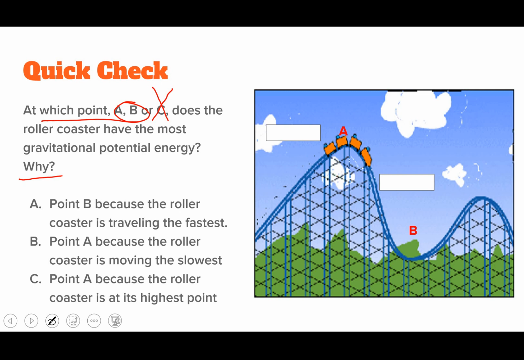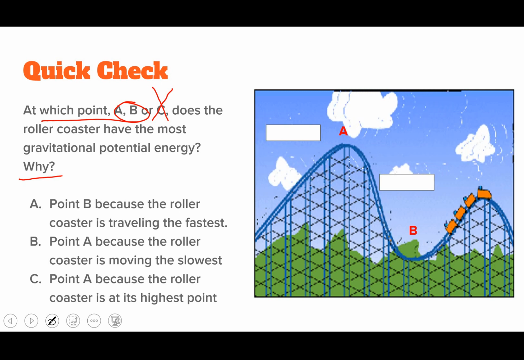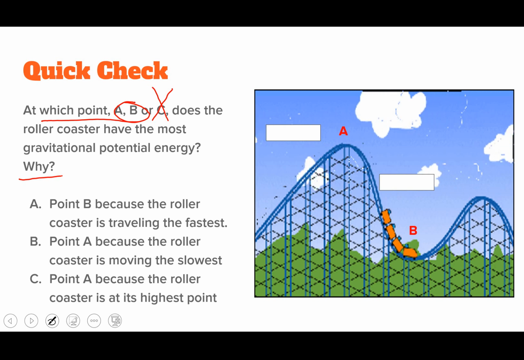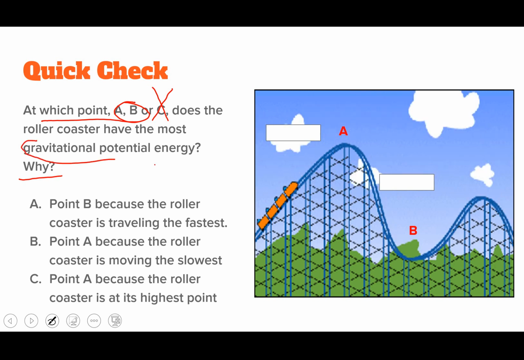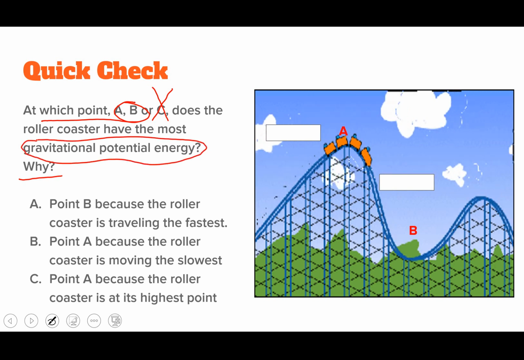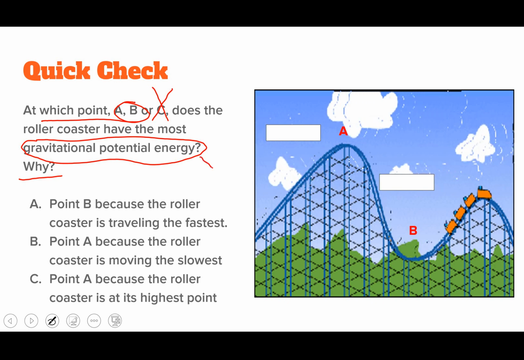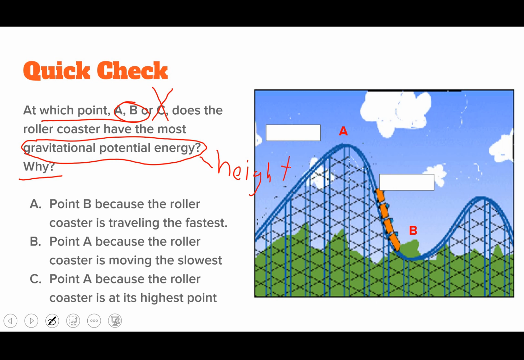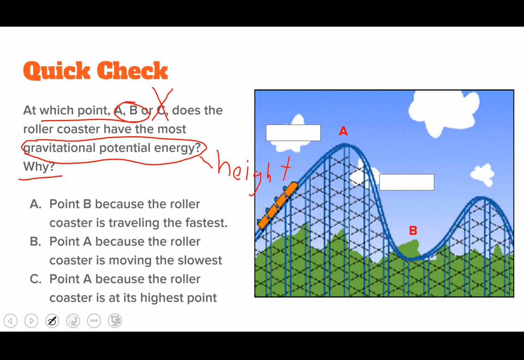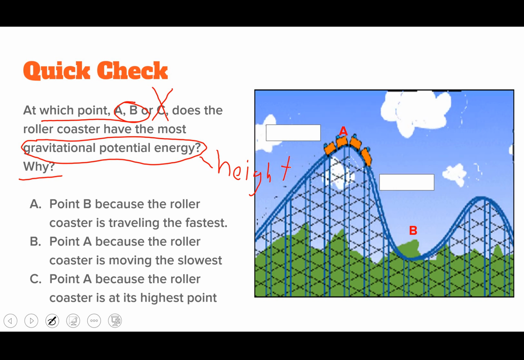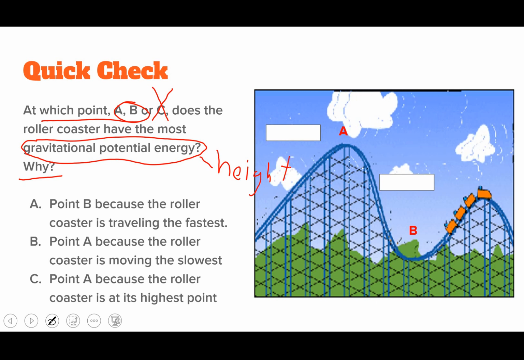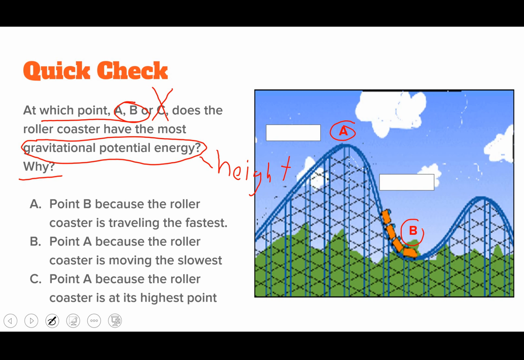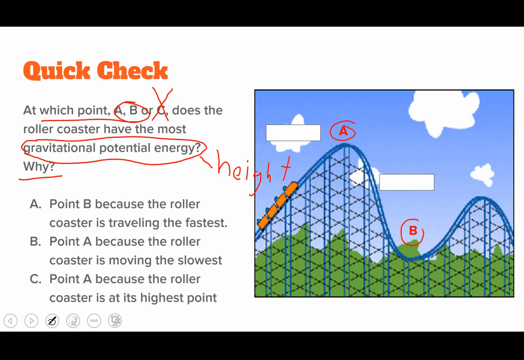All right, let's go over this. So at which point, A, B, or C, does the roller coaster have the most gravitational potential energy? First off, I'm going to circle right here, gravitational potential energy, because we know that that has to do with the height of something, how high up it is. The higher up, the more gravitational potential energy it's going to have. And it says A or B, so let's just circle the points. So which point, A or B, does the roller coaster have the most gravitational potential energy?